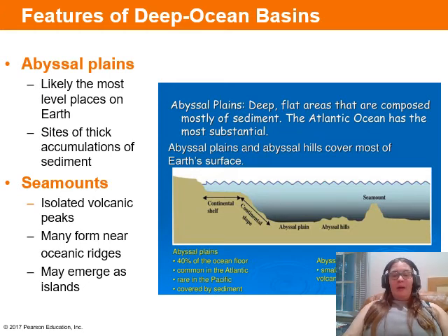But these seamounts could either be one isolated volcano, or we can have many of them forming together along a chain around our ocean ridges. But if our seamount grows, if it's a volcano that erupts time and time again, eventually the seamount's going to be so large, it's going to go above the surface of the ocean, and then it's going to emerge as an island.